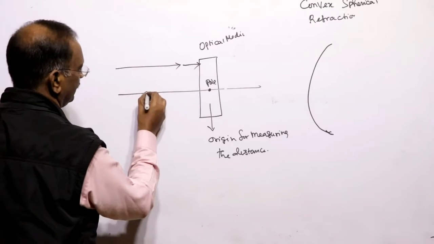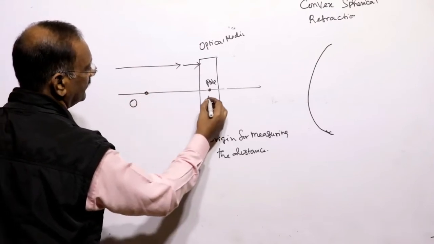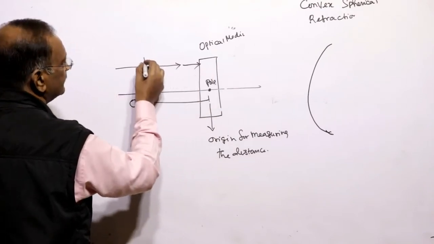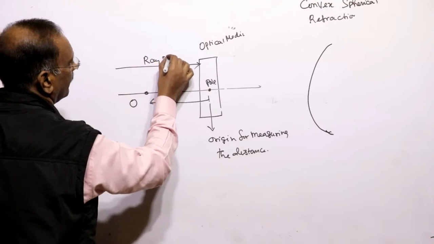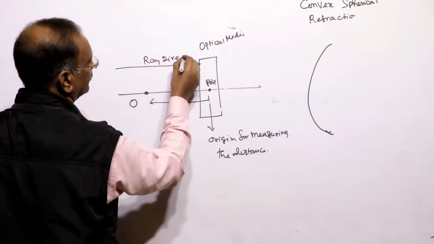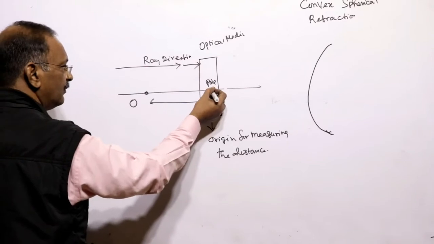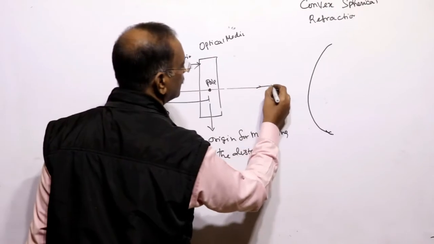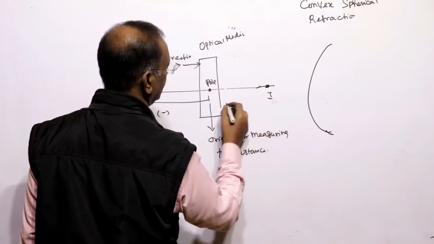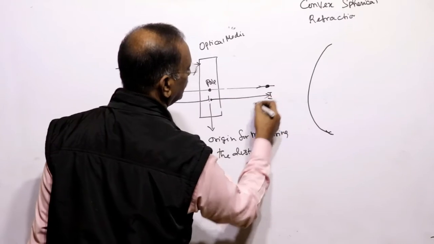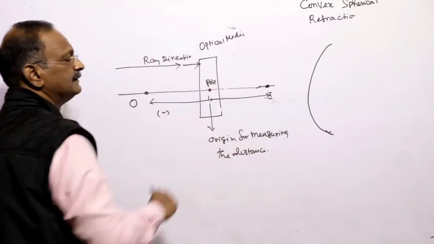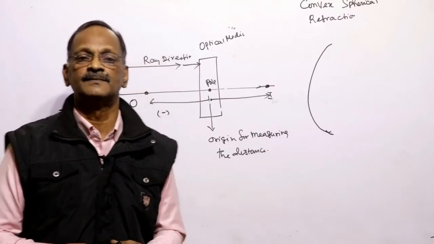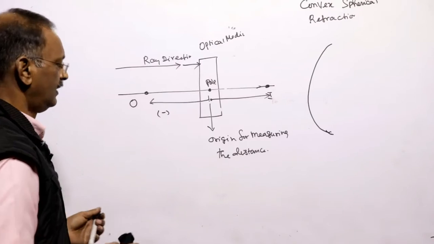If the object is kept here and from the pole we measure the distance like this, coming against the ray direction, that is a negative distance. If the image is formed here and we measure the distance from here to here, we are going along the ray direction. It means a distance measured along the direction of the ray will be treated as a positive distance. So we have to remember that.